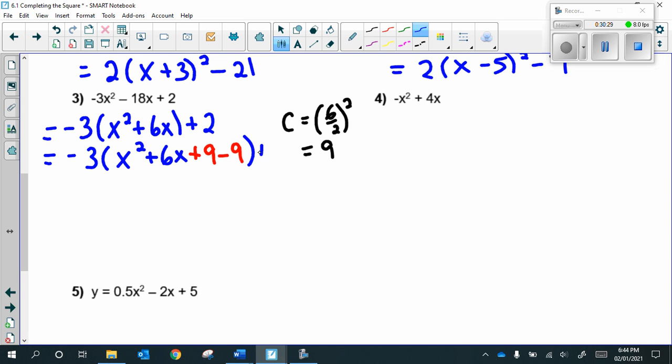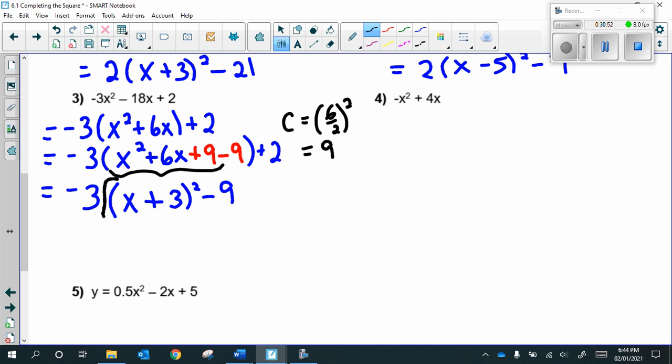And don't forget your 2. Next step, we're going to factor this perfect square here. First 3 terms is a perfect square. So we got square root of the first term, first sign that I see, square root of the third term. I still have the negative 9, and that is in brackets, so don't forget to put that in your bracket.